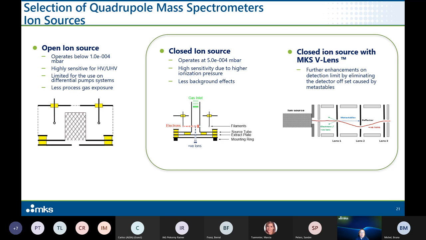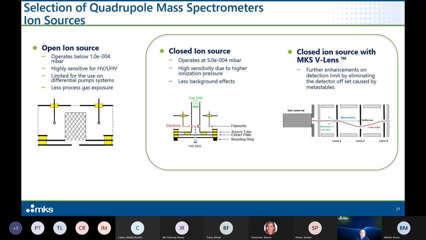These open ion sources are limited in applications where we don't need an inlet system. So it's really directly exposed to the process. The closed concepts are state of the art on systems with higher sampling pressures. So typically used in a high vacuum system, maintaining the RGA in its optimal operation range at 10 to the minus 6, 10 to the minus 7 millibar. And the pressure in the source will be slightly higher than the RGA chamber pressure, which gives us a higher sensitivity.